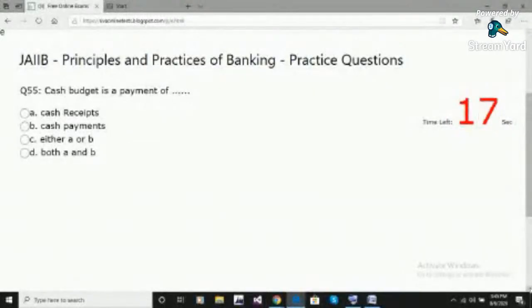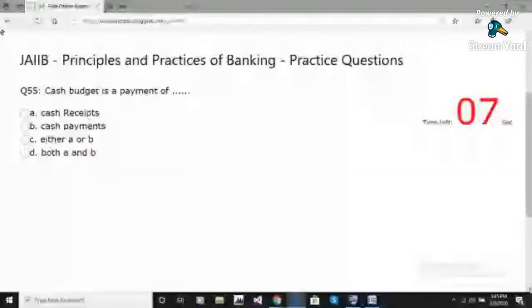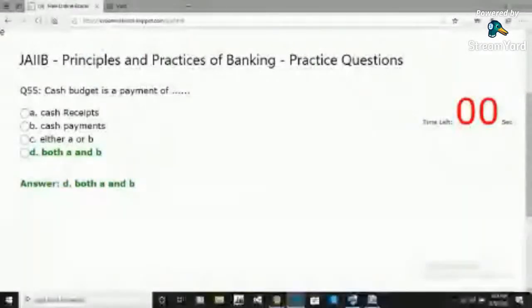Question 55. Cash budget is a statement of. Option A. Cash receipts. Option B. Cash payments. Option C. Either A or B. Option D. Both A and B. Answer D. Both A and B.